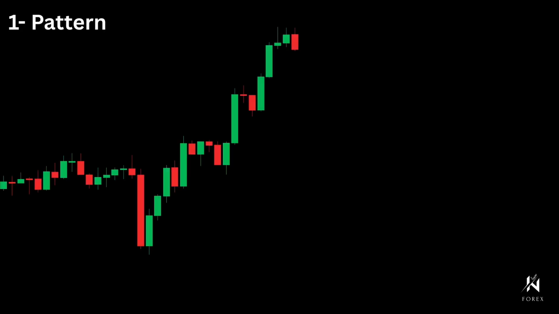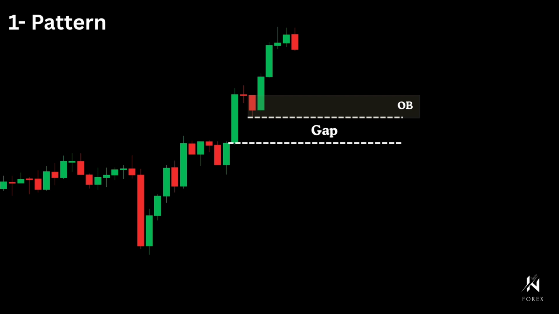In this case, we have a valid order block along with a possible long setup. However, if we look to the left, we can clearly see a gap between the candles directly beneath the first order block, along with another valid order block zone in that area.